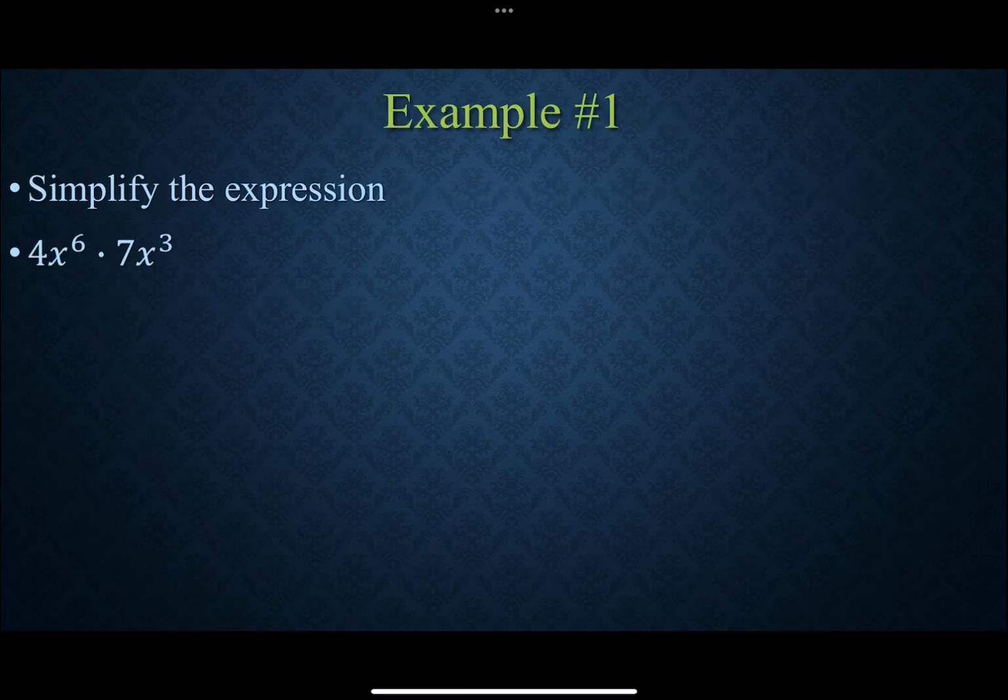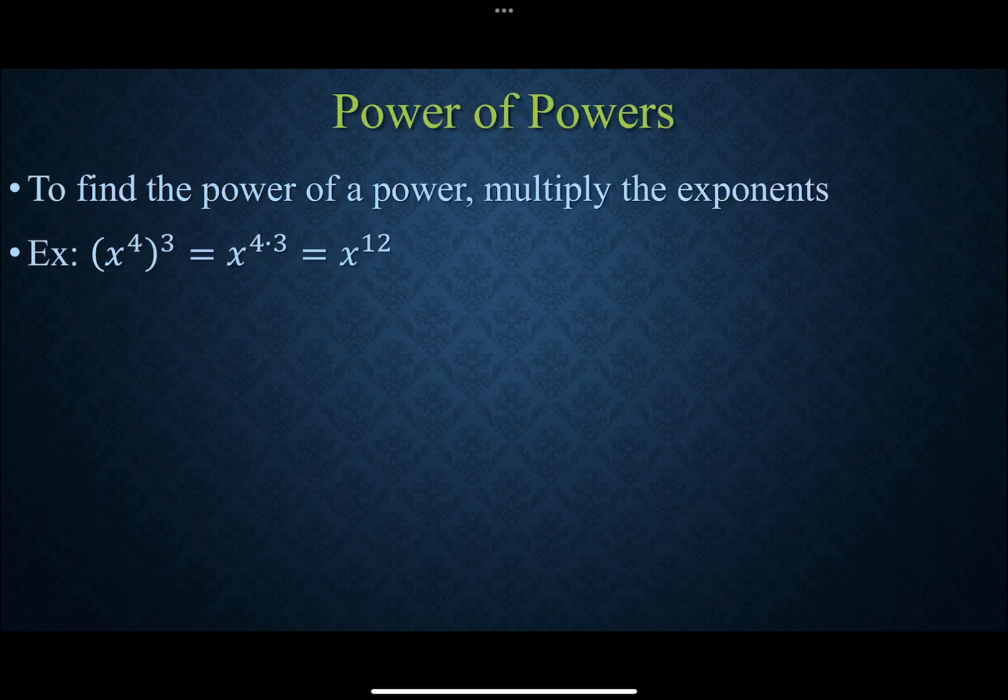So if there's a coefficient to also go with these like bases, the coefficients will multiply. 4 times 7 is 28, while the exponents will add. 6 plus 3 is 9. So that's 28x to the ninth. That's your basic product property.